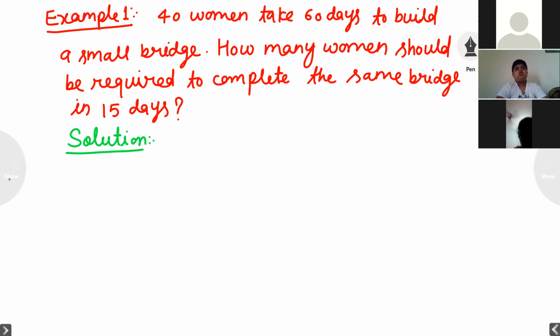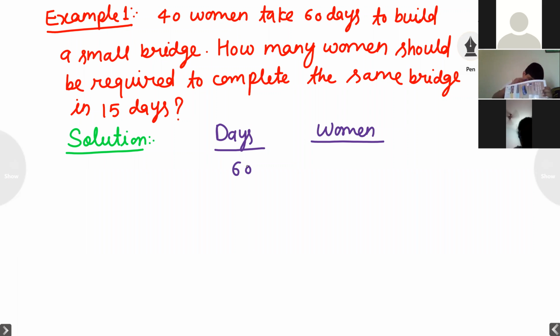There are two things here. The first one is days, the second one is women. 60 days, 40 women. How many women should be required to complete the same bridge in 15 days? 15 days, X. Don't try, listen carefully.